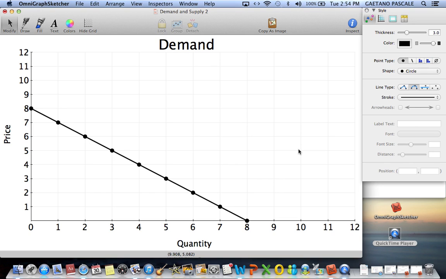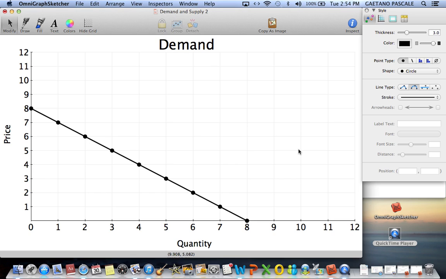For users who don't know, this is something called OmniGraph Sketcher. It used to be for sale from the Omni Group. They stopped selling it, I believe, a couple of months ago, so you might actually be able to get this for free. I find it to be a useful little tool for doing graphs, particularly for economics. Unfortunately, I don't think the sales were that spectacular for this item, so they might be making this available as an open source program. So you might want to consider seeing if you can get a free copy of this.